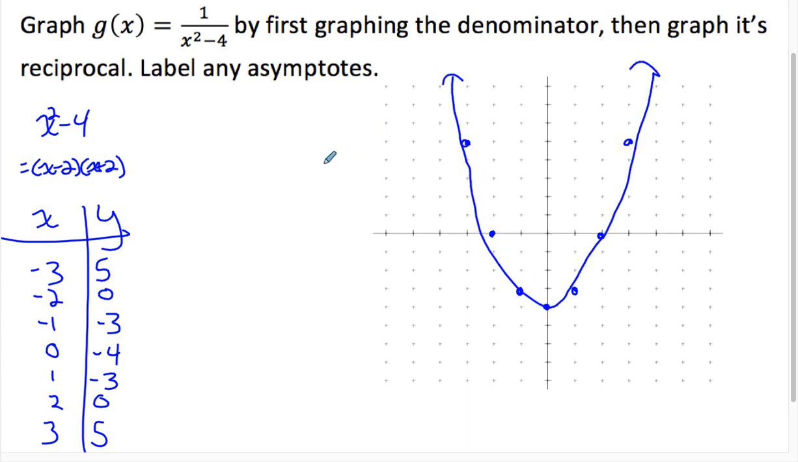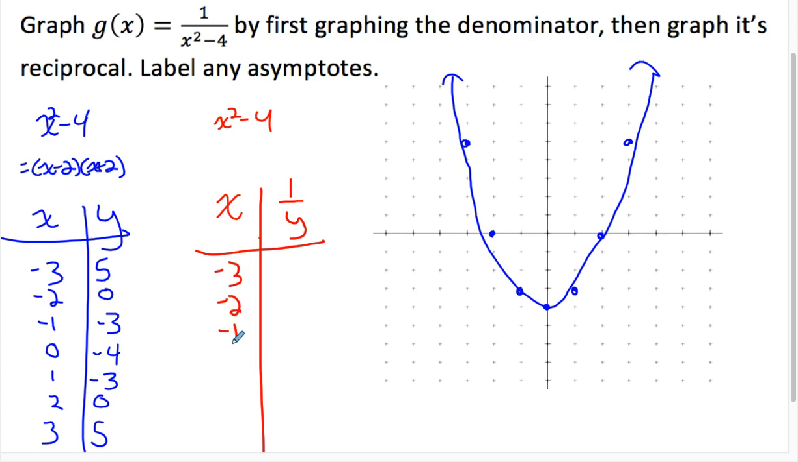Now, this isn't what I wanted to graph, right? I want to graph the reciprocal of it. So I'm now going to use these points to get points on the reciprocal. Since the function I want is 1 over x squared minus 4, I can get the y values by just doing 1 over the y values of x squared minus 4. So you keep all the same x's, and then you just do the reciprocal of all the y's. So 1 over 5, that's 0.2. 1 over 0, that's undefined.